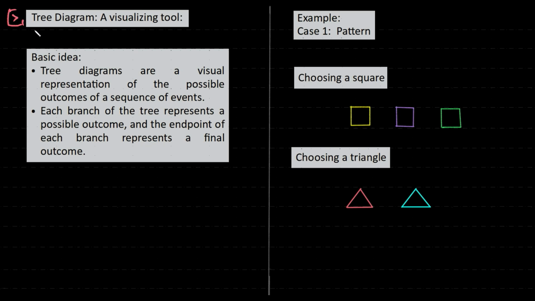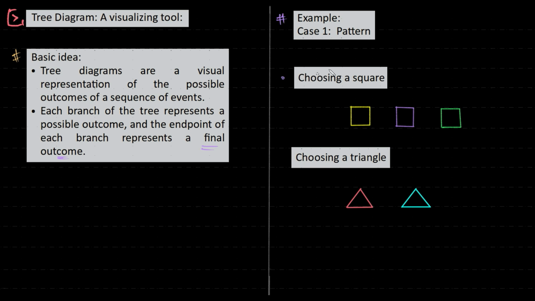There's a visual tool which will help us put across all the possibilities in a logical manner, and that is your tree diagram. So the funda over here is, a tree diagram is a visual representation of the possible outcomes of a sequence of events. Each branch of this tree represents a possible outcome, and the end point of each branch represents a final outcome. What does that mean? I'll explain it with an example.